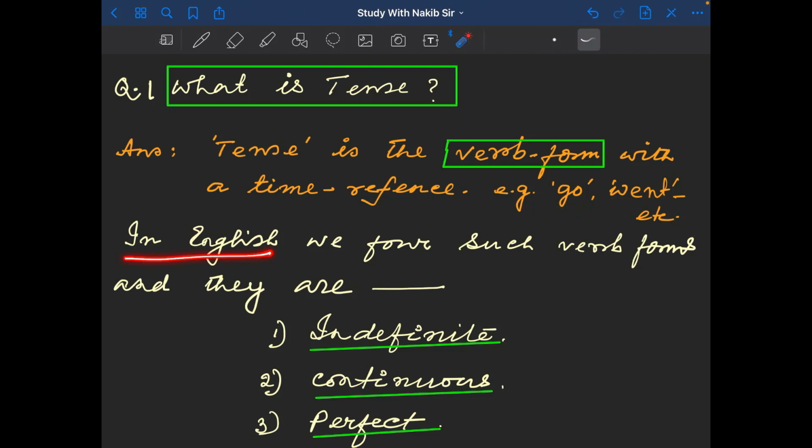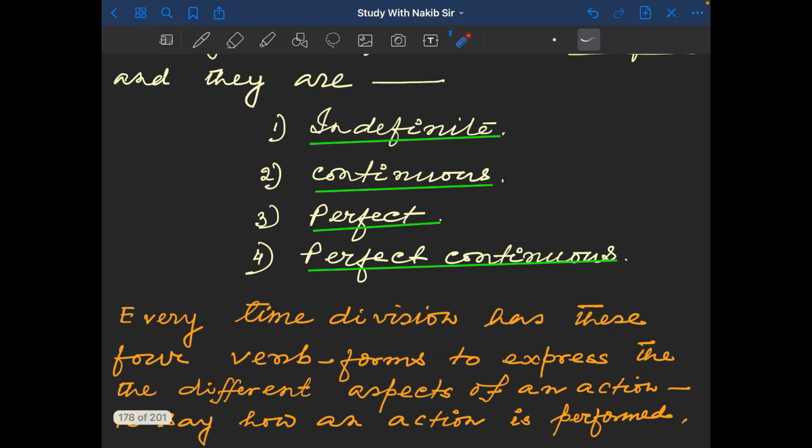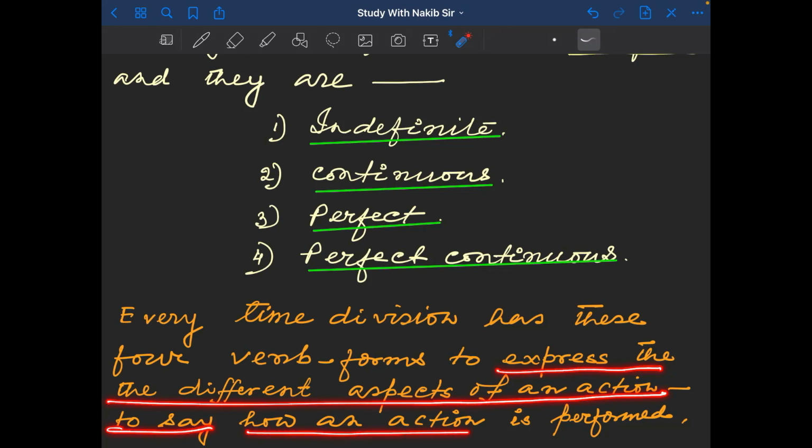In English we get 4 such verb forms, and they are indefinite tense. Tense means verb form. Indefinite tense, continuous tense, perfect and perfect continuous tense. So this is one verb form, this is one verb form, and this is one verb form, and this is one verb form. Every time division has these 4 verb forms. That means present tense has these 4 verb forms. That means it is present indefinite, it is past indefinite, it is future indefinite. So every time division, that means present, past and future, has these 4 verb forms to express the different aspects of an action, to say how an action is performed.